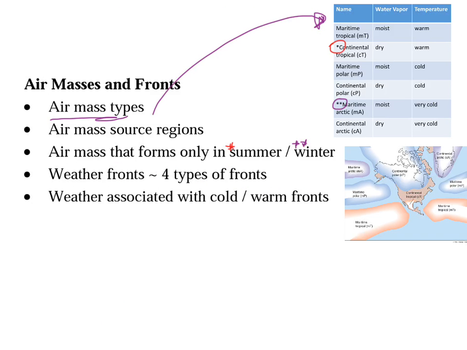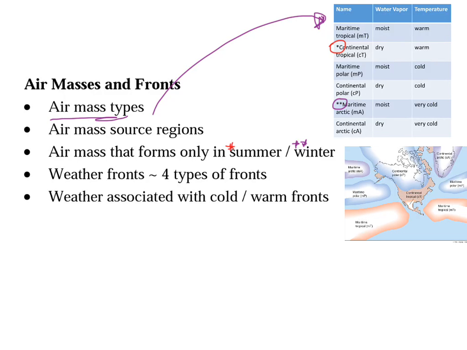All right, air masses. There are 6 types. I usually think 5 types of air masses, but so there's the air mass types. Remember, they're indicated by whether they're dry continental or moist maritime, and whether they're cold polar or warm tropical, or if they're very cold, they're Arctic.